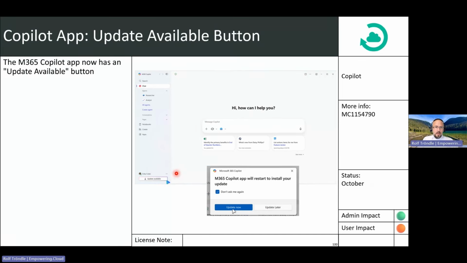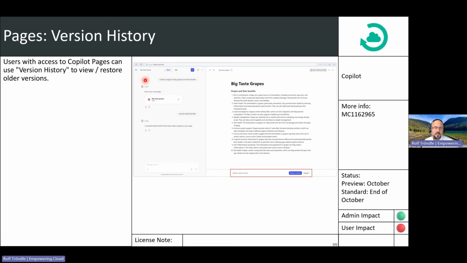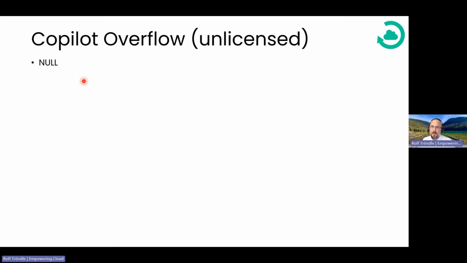Then there is a new update available button. If there is an update available for the Copilot app, click on it and click on Update Now, and you get the newest version. From within Microsoft 365 Admin Center, you can now manage SharePoint Online agents as well. You will see them there, and you can view, block, or unblock these agents. Copilot Pages gets version history support, and this will now be accessible from licensed and unlicensed users.